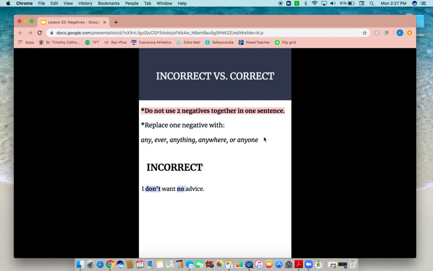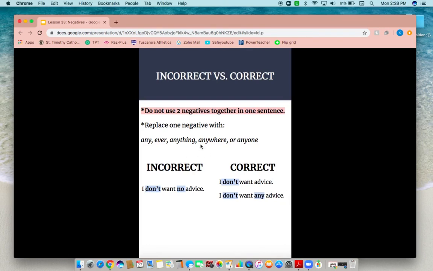Okay? So, an example of an incorrect sentence, something that is not right. So this sentence says, I don't want no advice. So you can see that I've bolded and highlighted in blue both of the negative words in this sentence, okay? And so we have to either take away one of these words and just leave it the way that it is, or we have to replace it with one of the words from up here, okay?